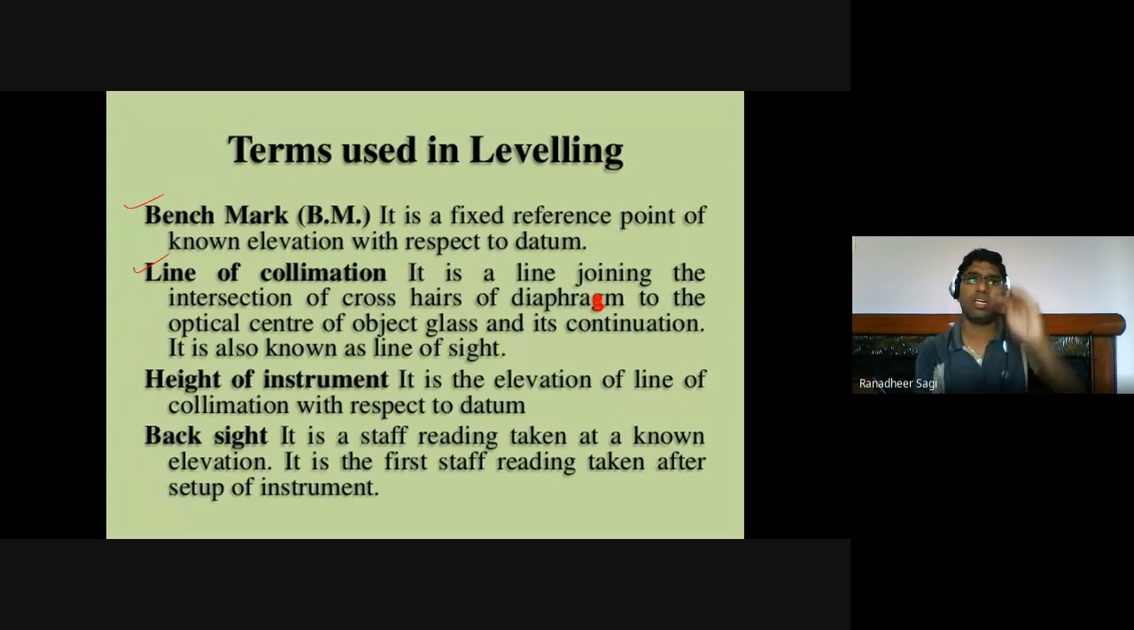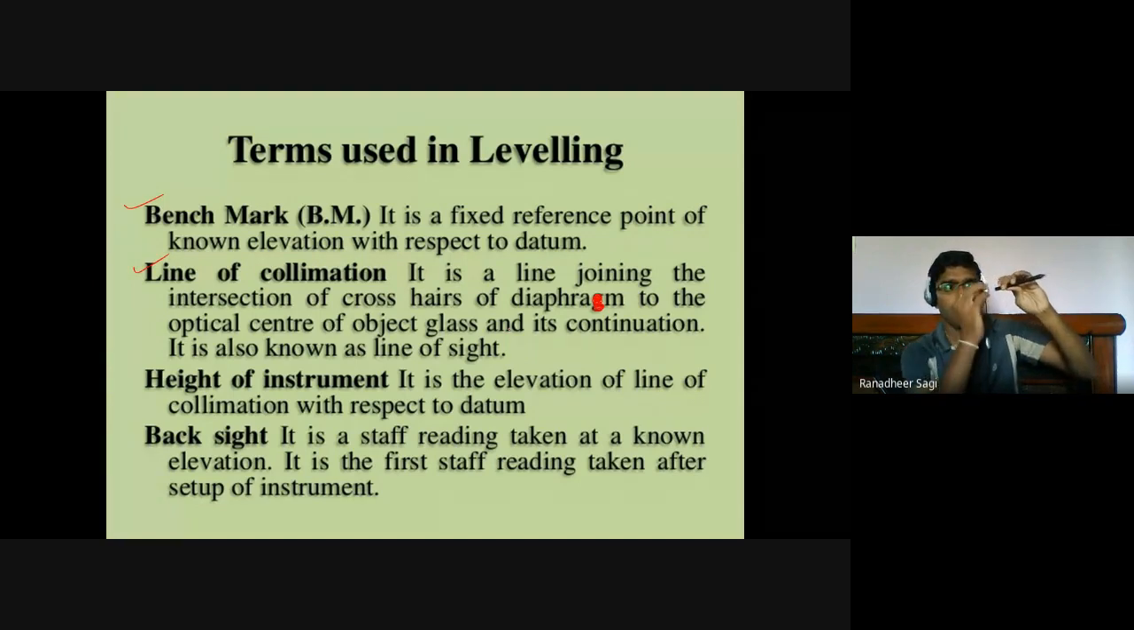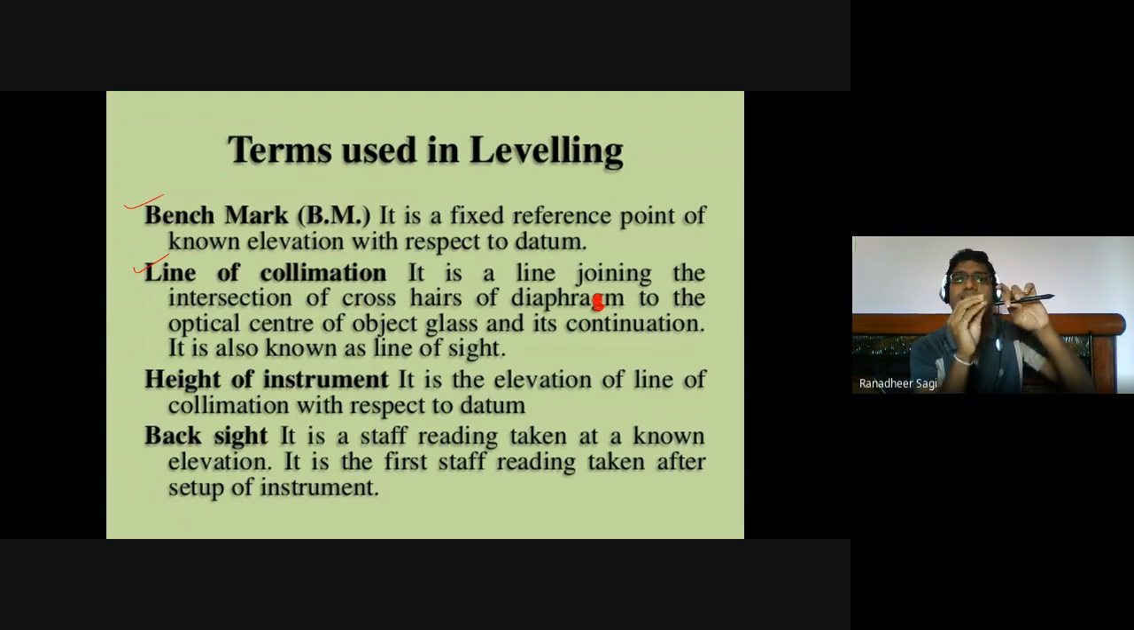Whenever you are focusing through the telescope, the position through which you are viewing has what is called an eyepiece. Through that eyepiece, we view through this particular telescope. At the end of the telescope, you have what is called an object glass. Through this object glass, I am going to be looking at my target, meaning the position where I am trying to place my leveling staff to determine the elevation.